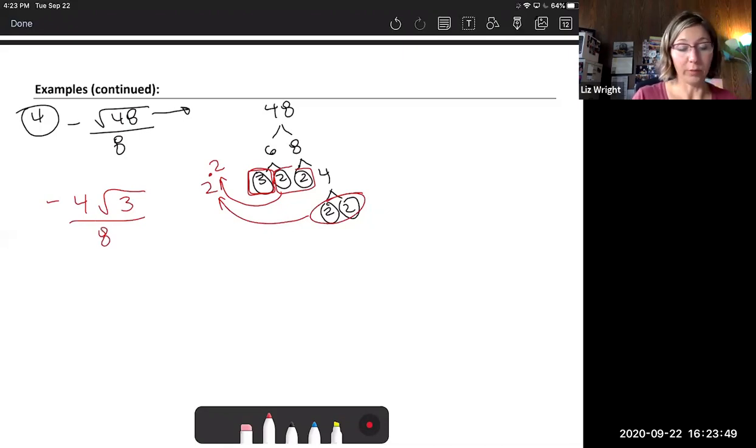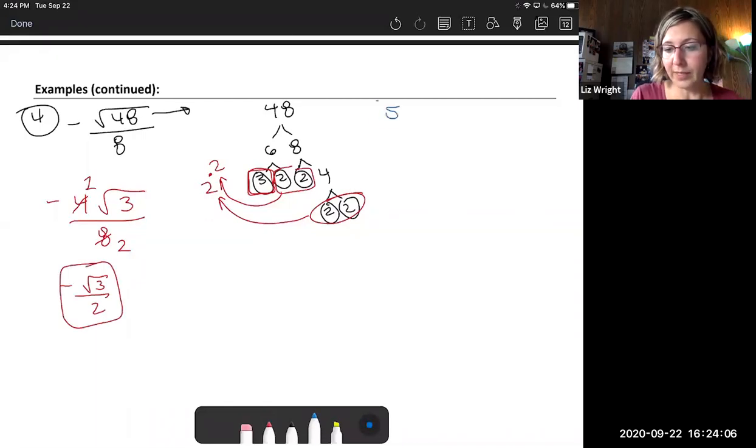Well, now you need to reduce. So right now we've got negative 4/8. This is going to become a 1. That's going to become a 2. So your final answer for this one is going to be negative rad 3 over 2. And that's your final answer. Guess what? We're going to try another one.